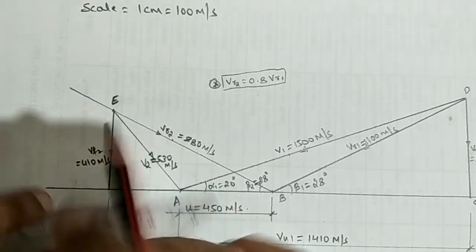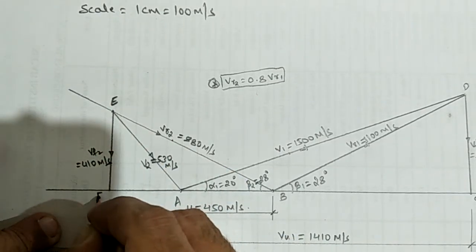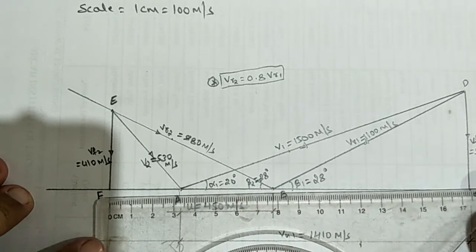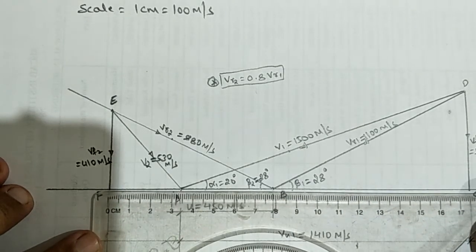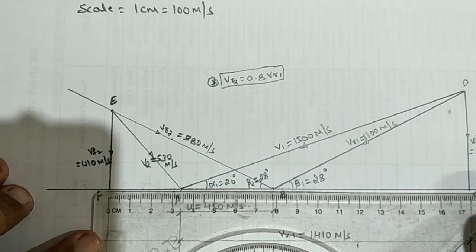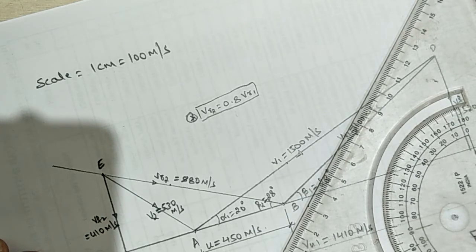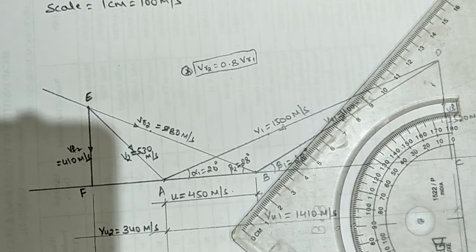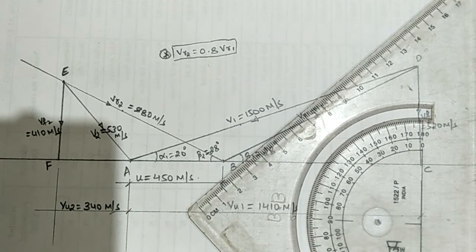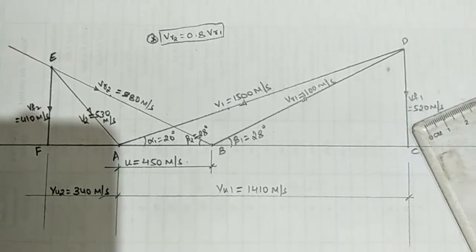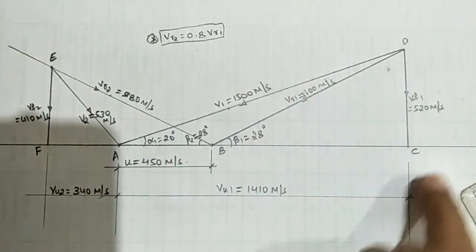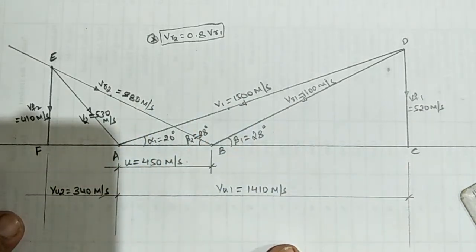So measure FA. FA is nothing but Vu2. So what is the value of it? It is almost 3.4 into 100, so Vu2 is equal to 340 meters per second. This is how you have to draw the velocity triangle with all the values written on the velocity triangle, right?